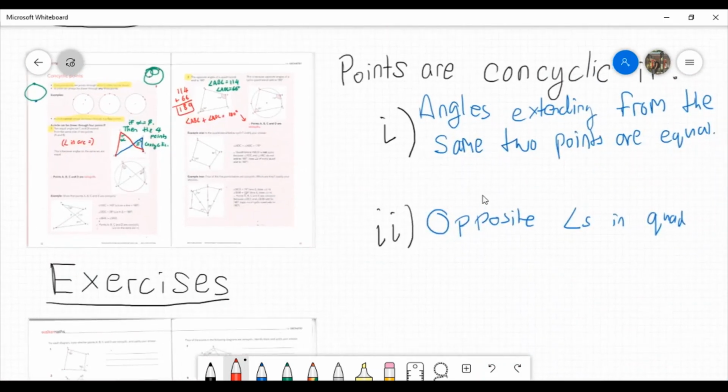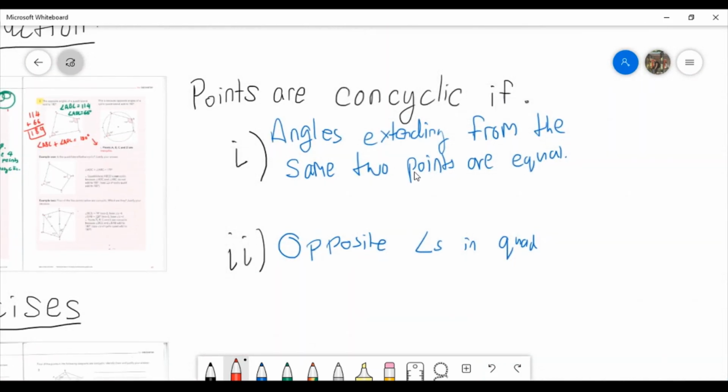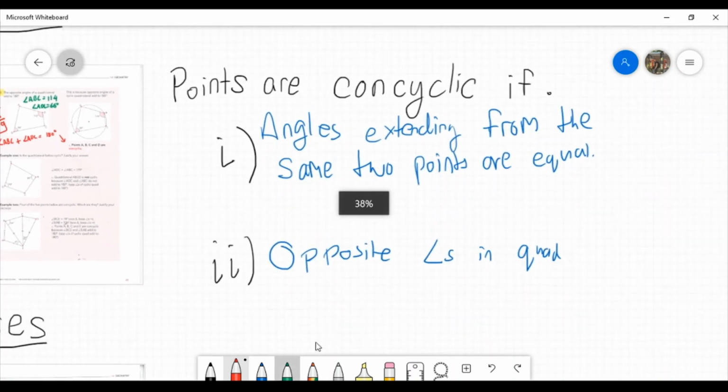I've written down a simplified version here, how I think about it. Points are concyclic if angles extending from the same 2 points are equal. Typically, when that happens, you're going to see this funny shape. That's how I remembered it in year 11. And you're going to be considering 2 angles on the same side, and seeing if they equal each other.